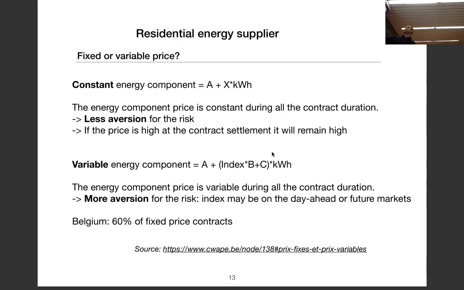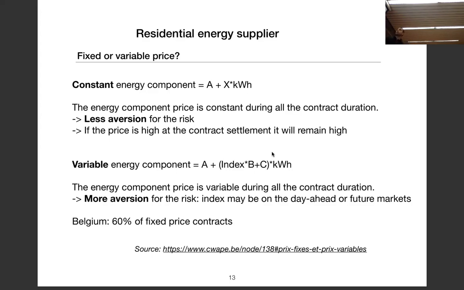On the other hand, you can have a variable contract, and most of the time you also pay a fixed fee, the abonnement, an annual fee. But the variable part here is not fixed. It is indexed. So you have two components. Sometimes C is just 0, but B is indexed. And the index may be, for instance, the day-ahead prices. So if the day-ahead price of electricity is fluctuating, this part will fluctuate, and at the end, what you pay will fluctuate.